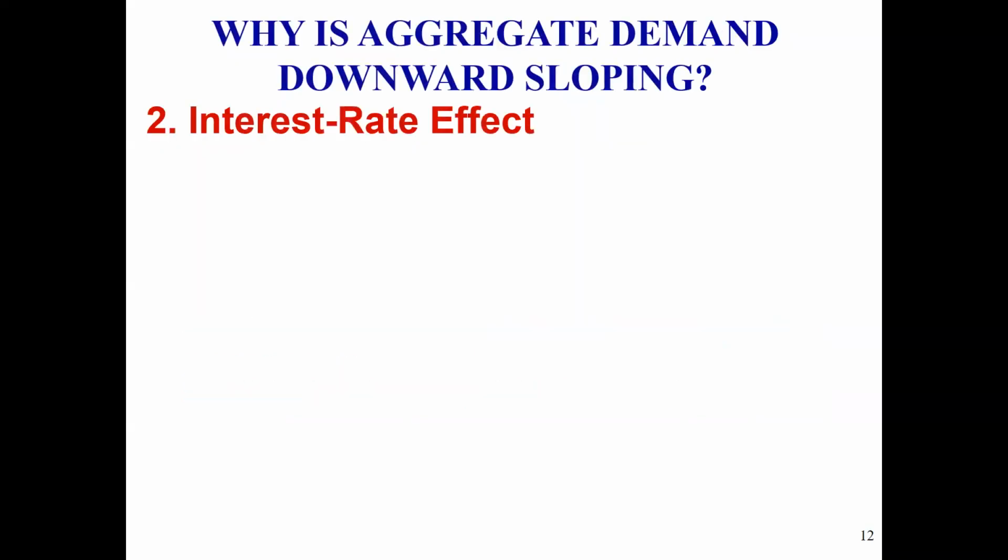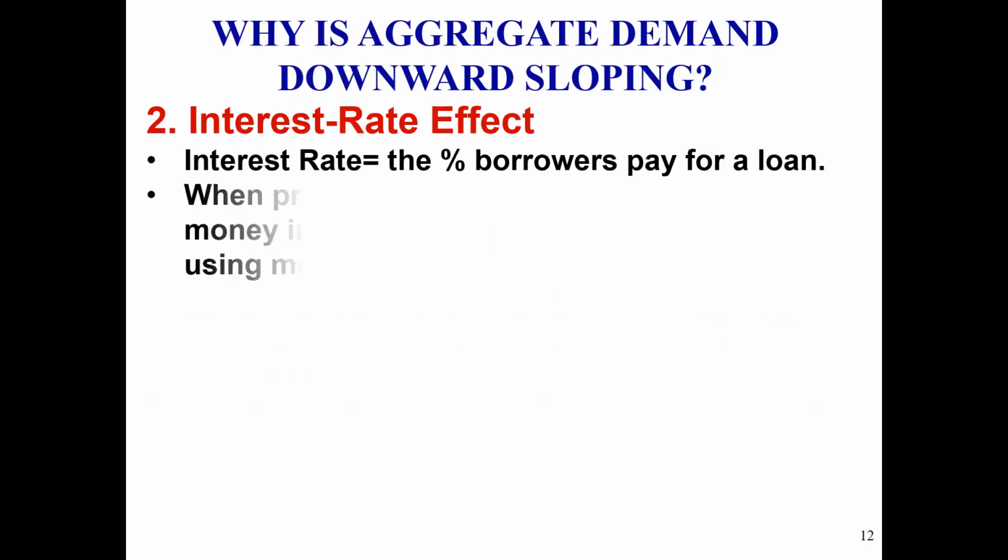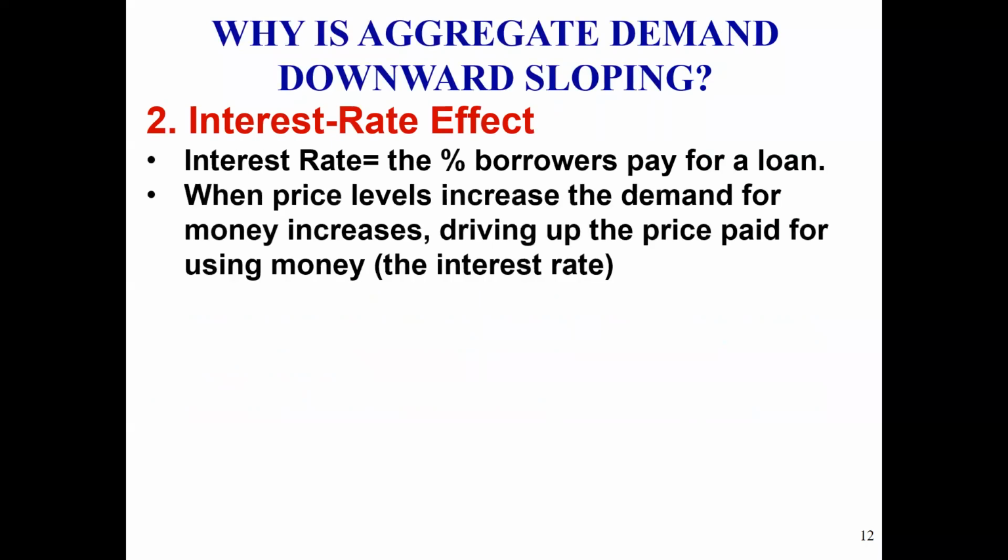Okay. All right, the second is the interest rate effect. And the interest rate effect is what causes crowding out in a way. Interest rates go up, investment goes down. But here it's when price levels go up, the demand for money increases. That causes interest rates to go up and business investment to go down.